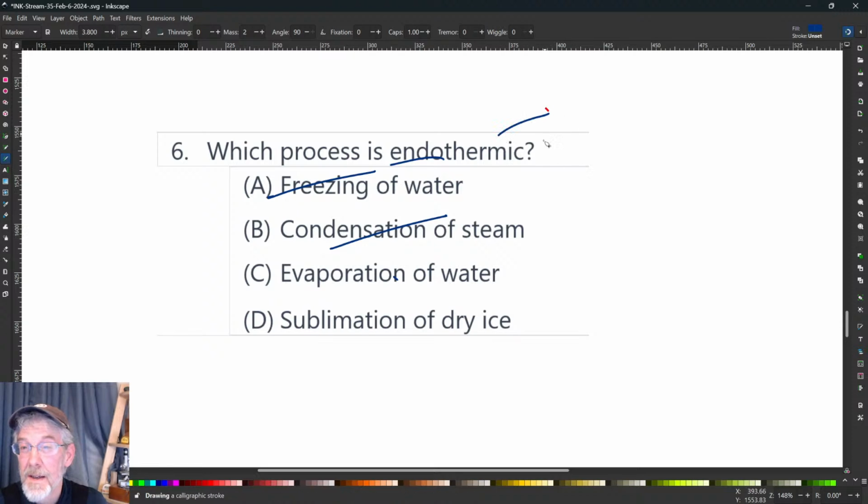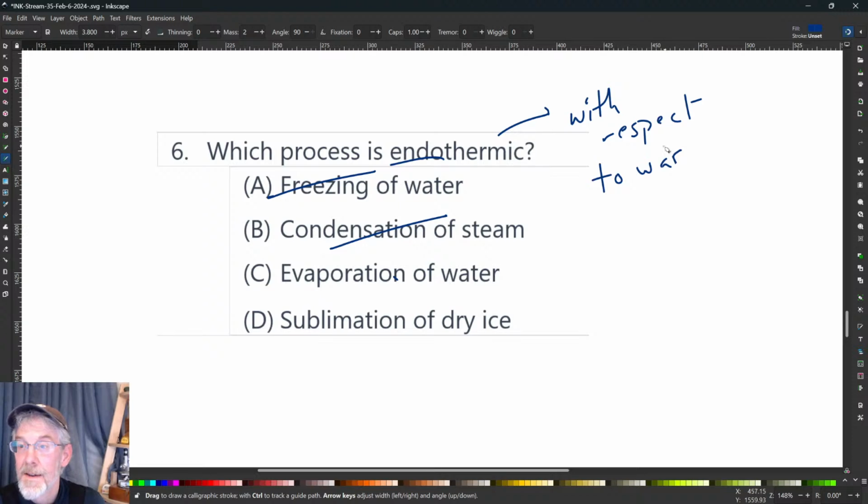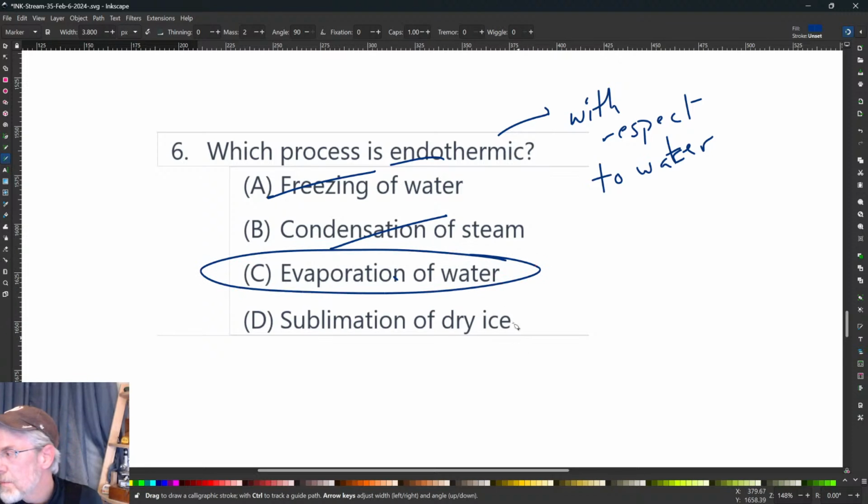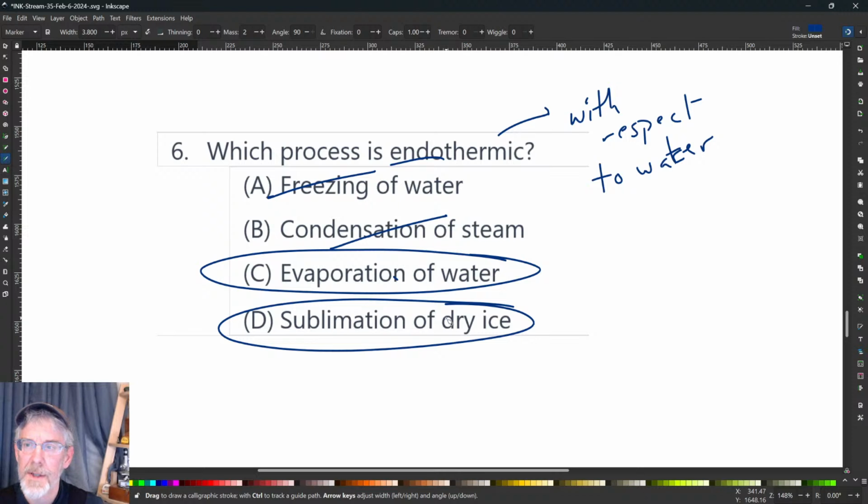And we have to really say, with respect to the water, it's losing heat. It's getting cooler. And sublimation of dry ice, would that take in heat? That might take in heat too. I think the best answer is right here. I think sublimation of dry ice might work. That would have to take in heat to actually change from the solid to the gas. So you could probably say both of these are correct. Not a very good quiz question. Not asked very well.